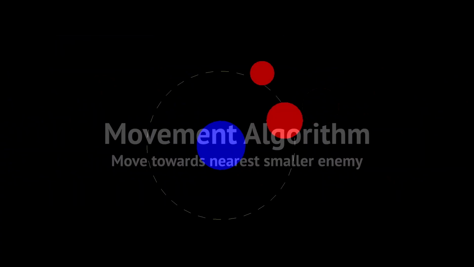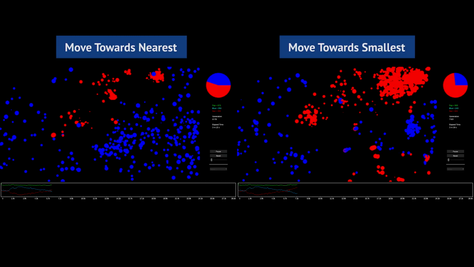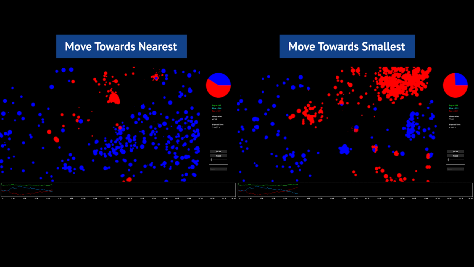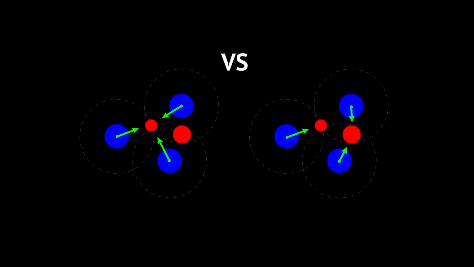The next movement algorithm we covered was move towards the nearest enemy. The goal here was to help reduce clustering. It doesn't eliminate it, but it does help reduce it. There are some other interesting behaviors where battles can oscillate back and forth, but I'll leave those details to the previous video, as it goes through an example to explain why this happens.